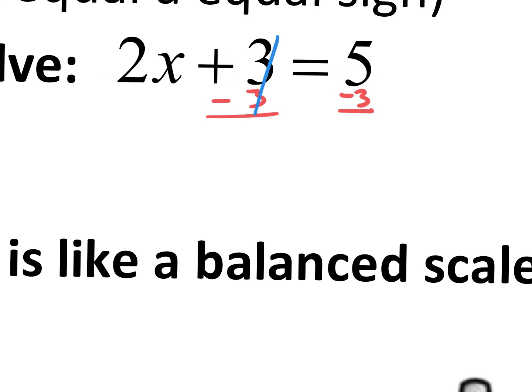So 3 take away 3, that eliminates. What do I have left? I have a 2x left over. The equal sign comes down. 5 take away 3 is 2.